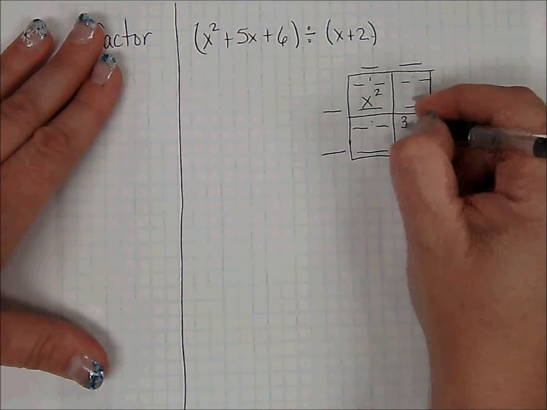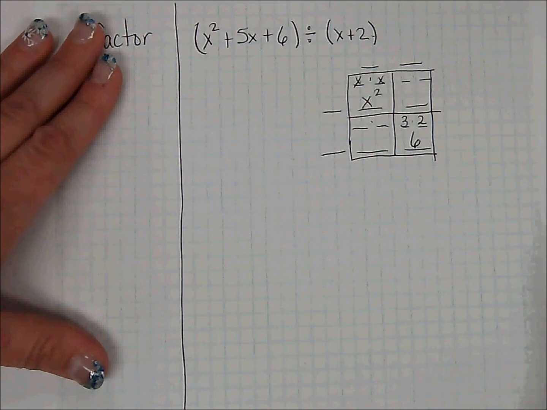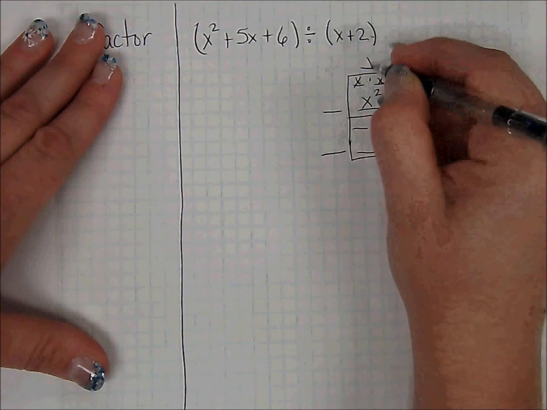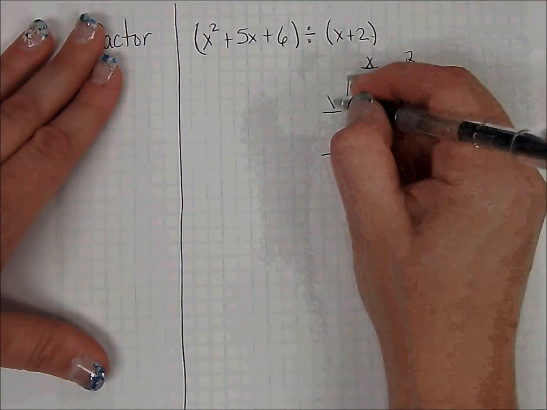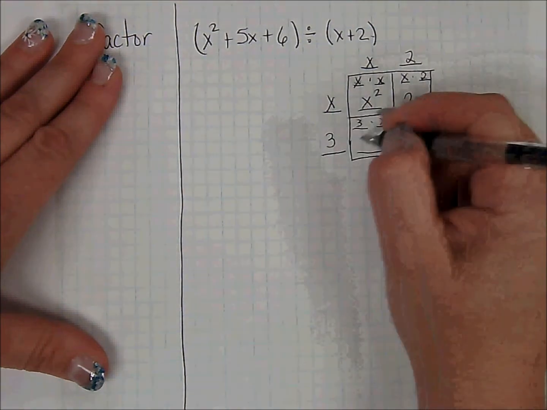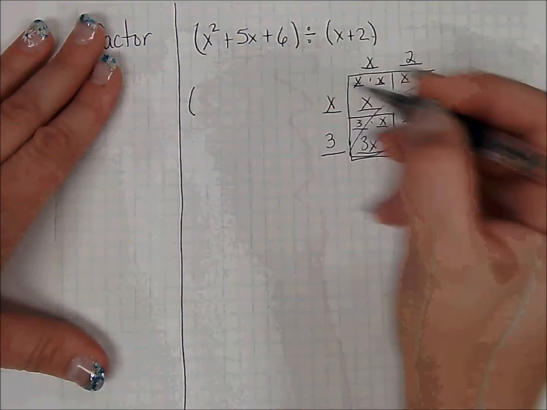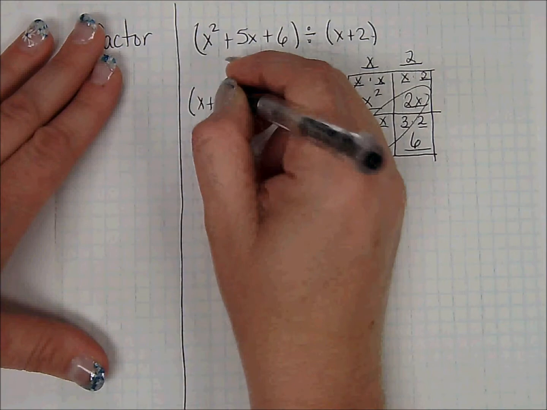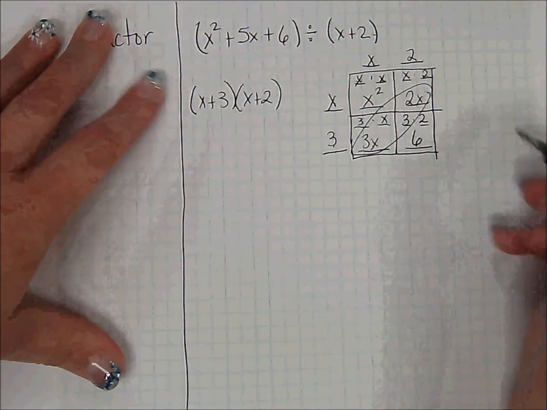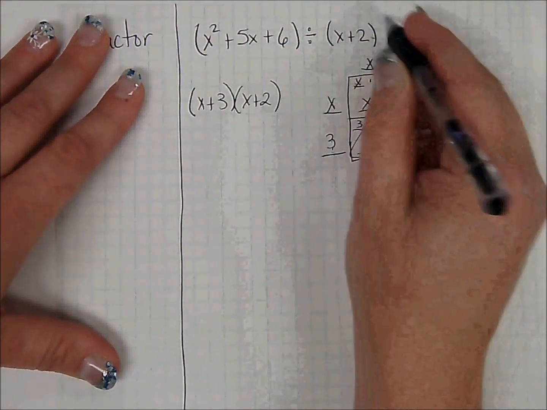So 3 and 2, when I multiply them together, I get 6. When I add them, I get 5. So let's see what happens. 2 and 2, these 2 share the x. These 2 share the x. And these 2 share the 3. Here I get a 2x and a 3x, and 3 and 2 does make 5. So if I factor these, I get x plus 3, because it's positive here, and x plus 2 here, divided by x plus 2.